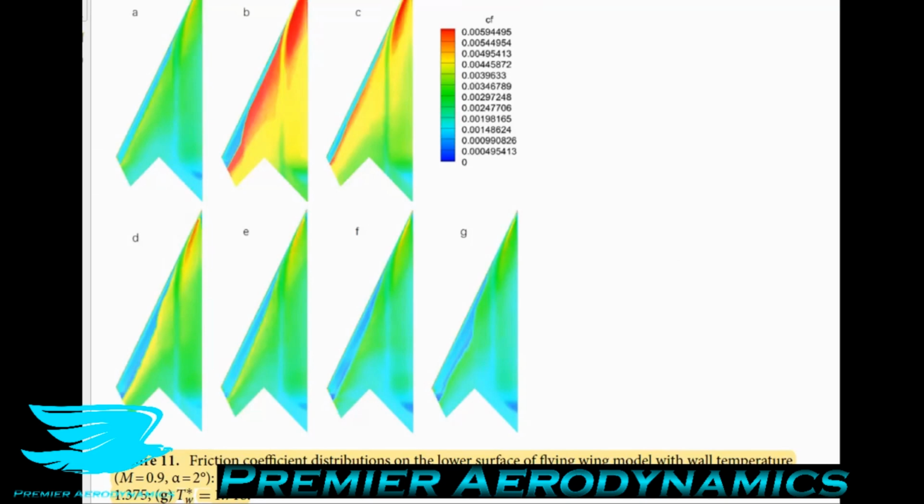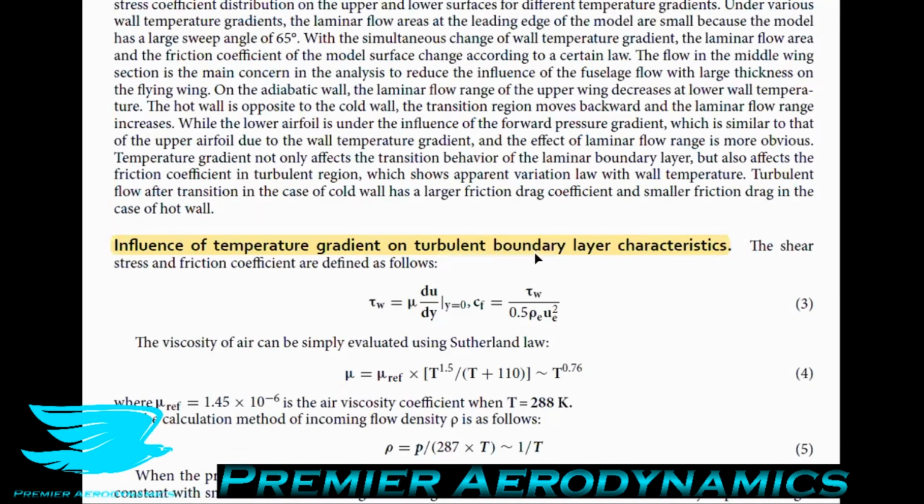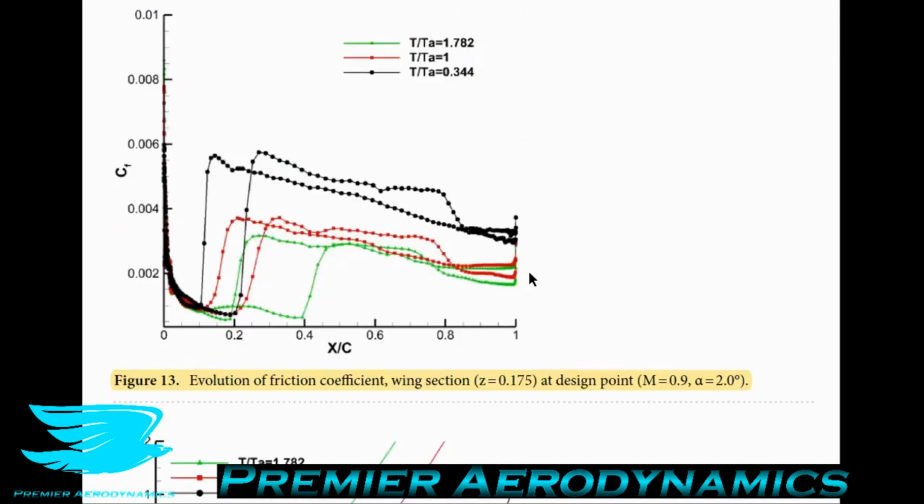Let's move on now. So figure 13, they have the influence of the temperature gradient on the turbulent boundary layer characteristics. Figure 13 shows the evolution of the friction coefficient at a wing section fairly inboard, at a Mach number of 0.9 and an angle of attack of 2 degrees. And they have this at 3 different wall temperatures, one where it's significantly lower, 0.344, one where it's the same, and one where it's much higher, 1.782.